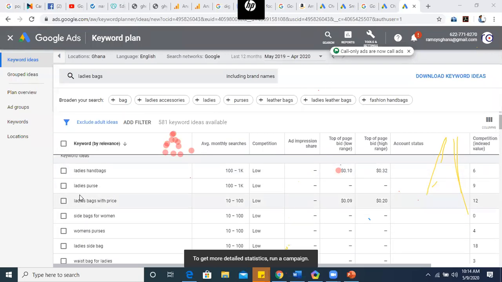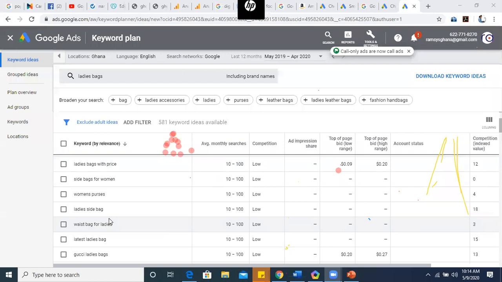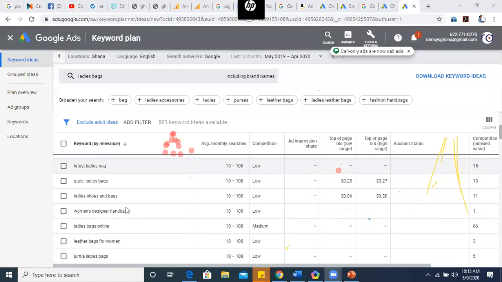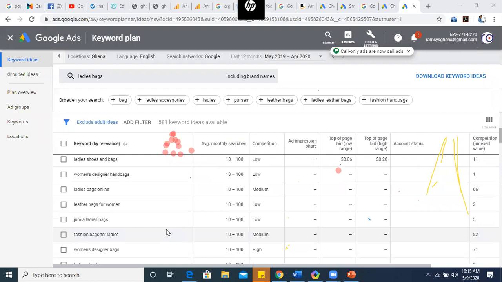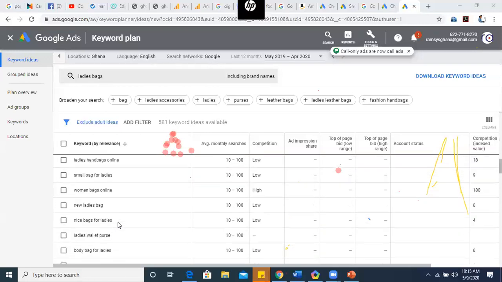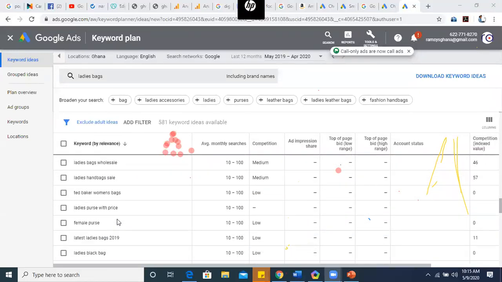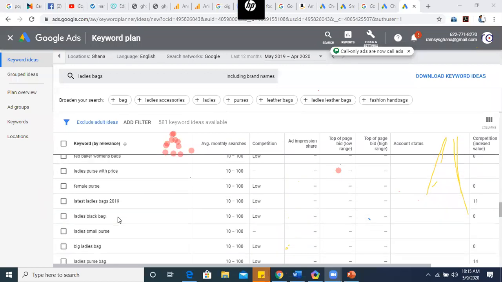And what are other ladies? Those people are also searching for ladies purse, ladies handbag. So the way they are using handbag, ladies handbag, these people are searching for ladies bag with price, men purse. So although you think ladies bag, you have to look at all the words that people are using to search. And Google Analytics gives you a lot of other things people are actually looking at. I don't know why Jumia has become a very big issue in Ghana. Everybody's talking about Jumia ladies bags and stuff like that. Jumia, so they can give you as many words as you can actually play along with in your description.